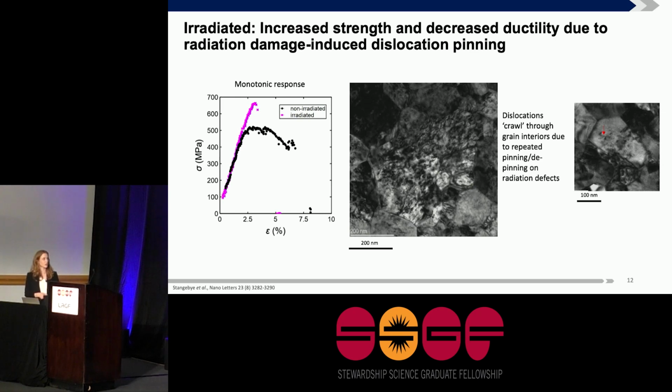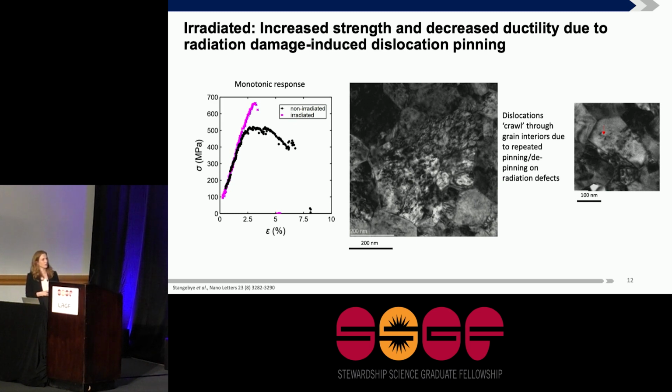First, we see the monotonic response on the left, the irradiated now shown in pink. We see that we reach higher strength, but essentially no plastic deformation occurs, and the sample failed rapidly. So this is not all that surprising. It's well known that radiation damage causes embrittlement, and this is because the radiation damage now inhibits the dislocation glide.